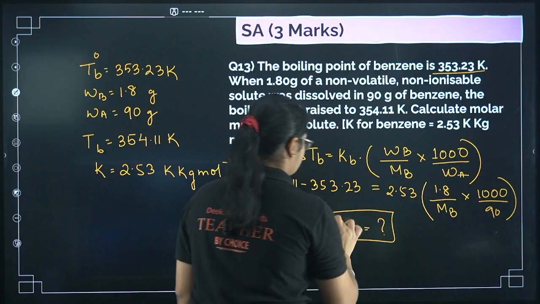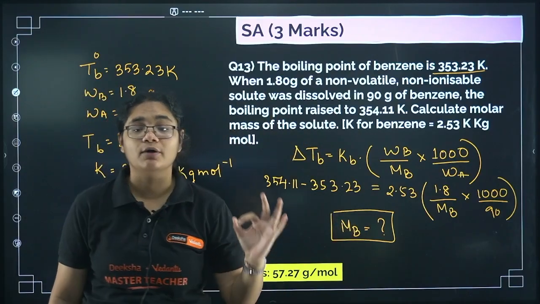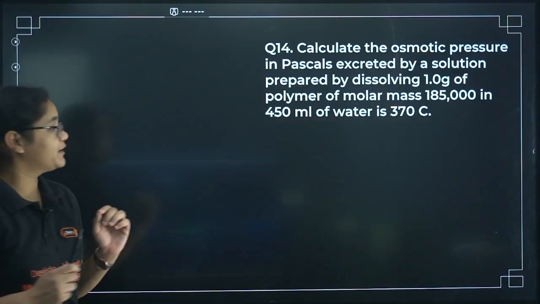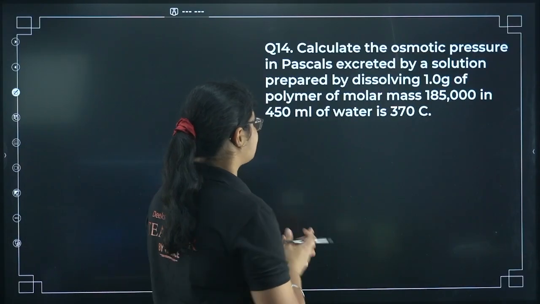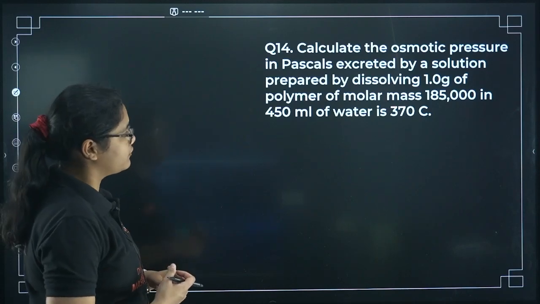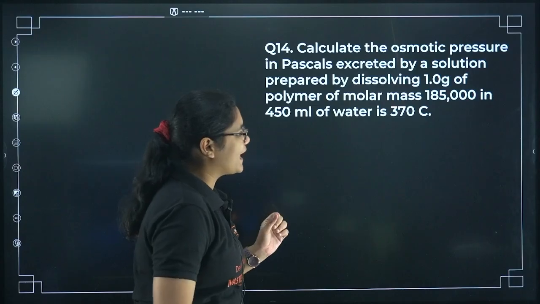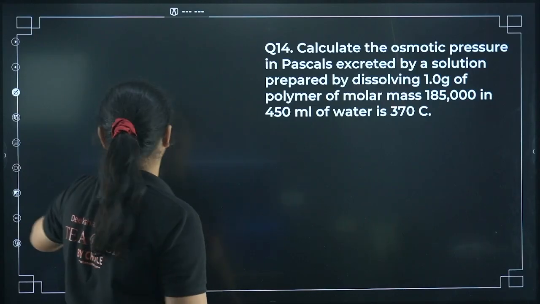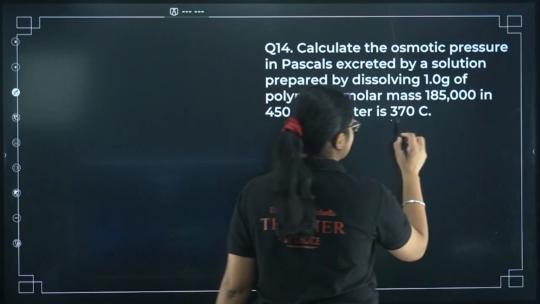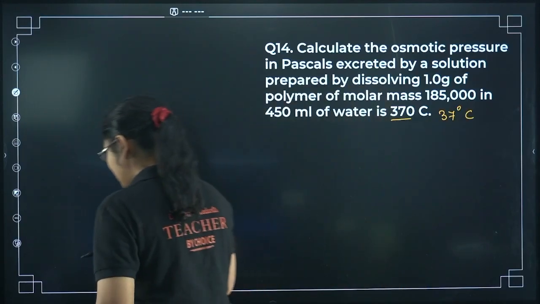Okay, so once you calculate this value and get the value of Mb, you will get around 57.27 gram per mole. Okay, let's see the next question here. Calculate the osmotic pressure in pascals exerted by a solution prepared by dissolving 1 gram of polymer of molecular mass 185,000 in 450 ml of water. And the temperature is 37 degrees Celsius. Okay, so let's do this.